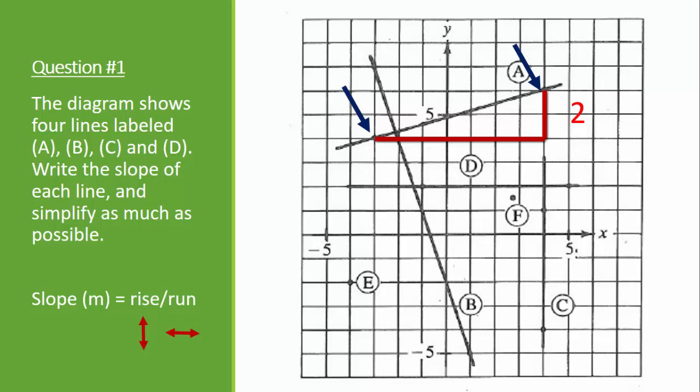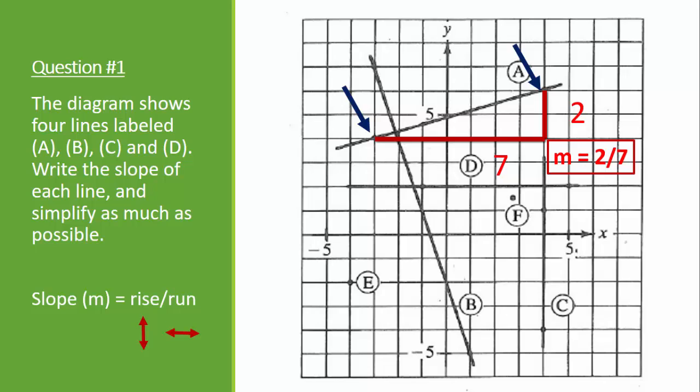And how far has it run in order to rise 2? It's run 7. If you look at the left arrow and count the number of blocks from left to right, there are 7 blocks in that line. And then as you look from that horizontal line vertically up to the other arrow, there's a 2-block rise. And so the slope for this line is equal to 2/7. That's positive 2/7.